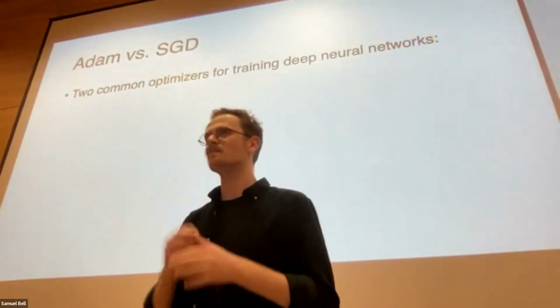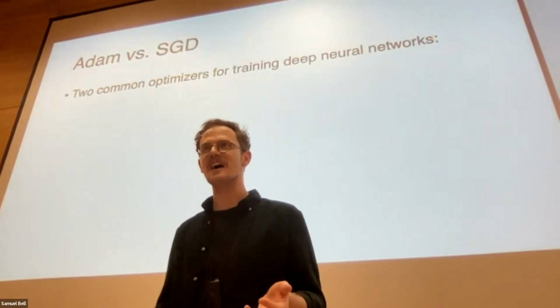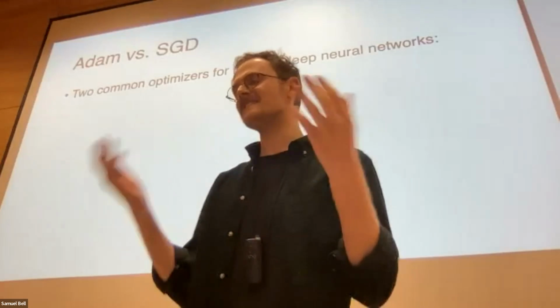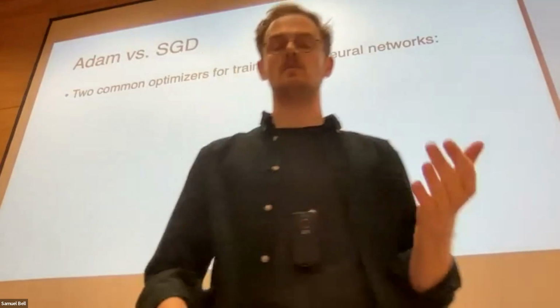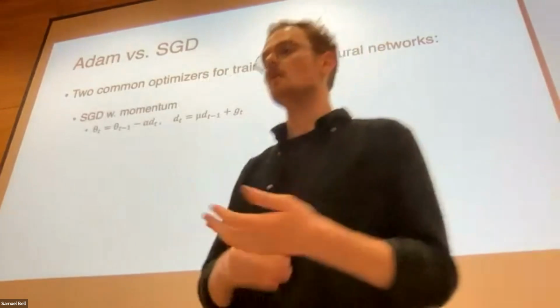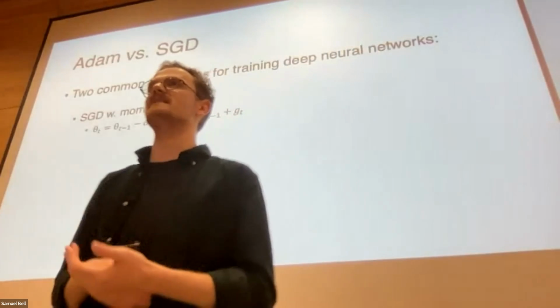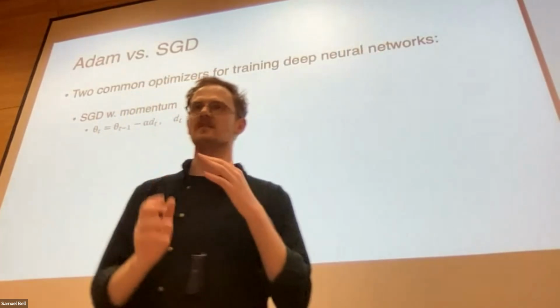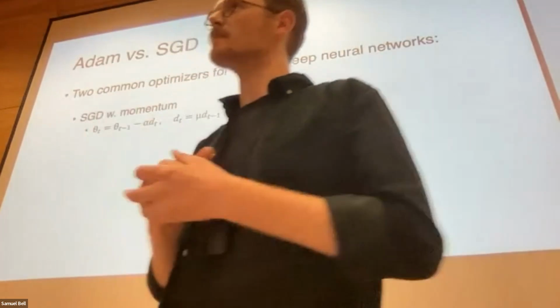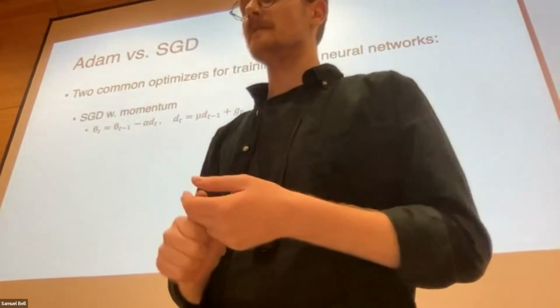So I think most of you will know about stochastic gradient descent. And let's just think about two common optimizers for training deep neural networks. On the one hand, we have SGD with momentum, where the idea is that we update our parameters by taking a step in the direction of steepest descent, normalized by this momentum term, which we'll gloss over. It's not very important for the purpose of today.